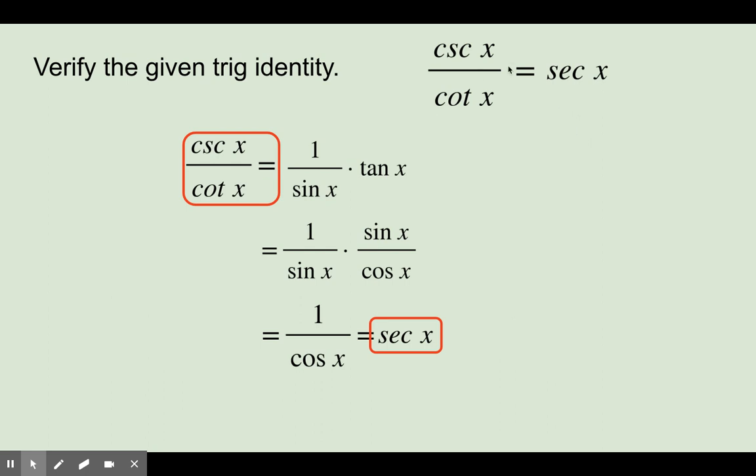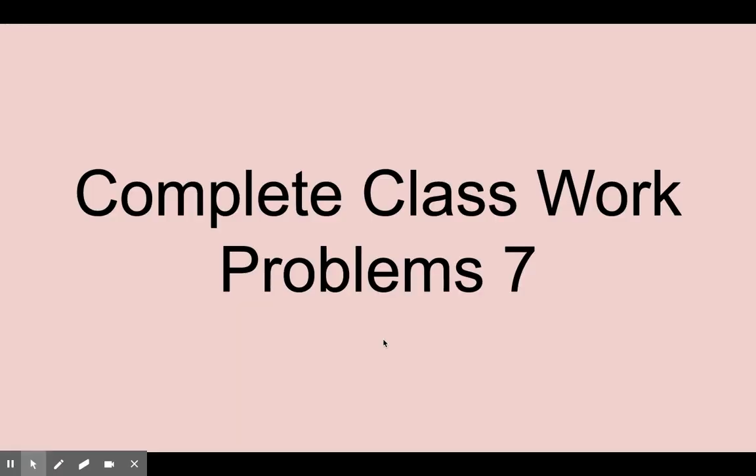You can work on both sides at one time and keep the equal sign and do those equation operations where you do it to both sides, or you can start at either the left or the right and work your way until you get the other side. Okay? So you want to stop this and complete class or problem number 7.